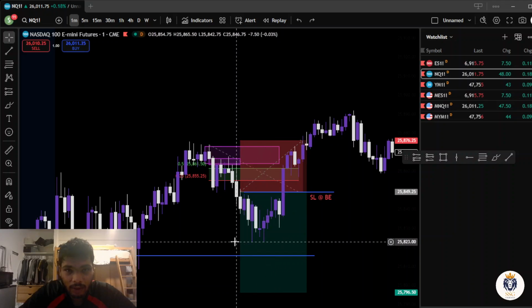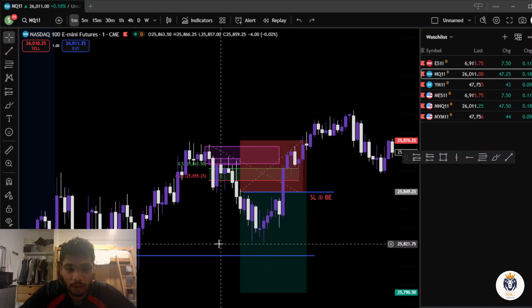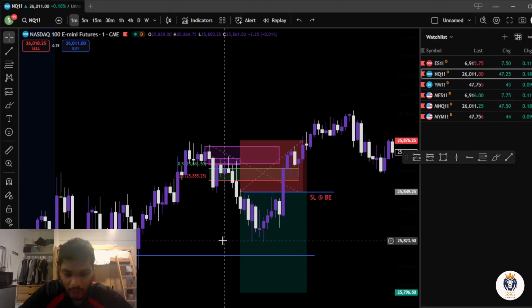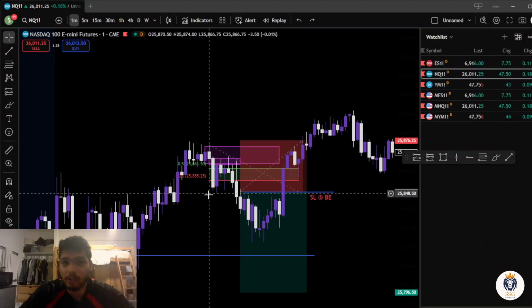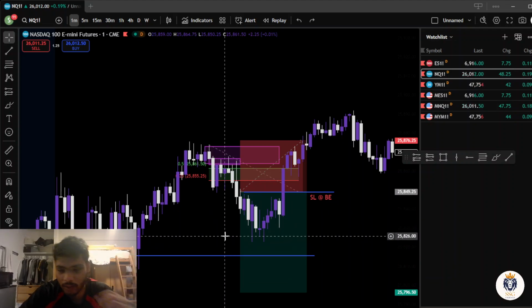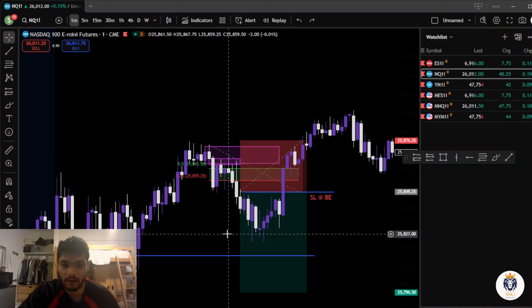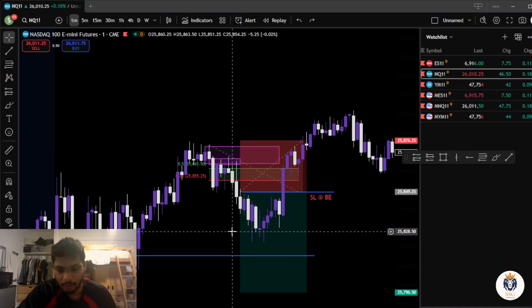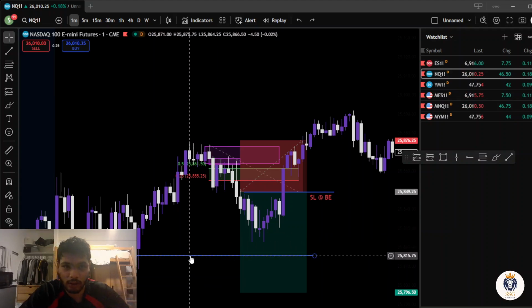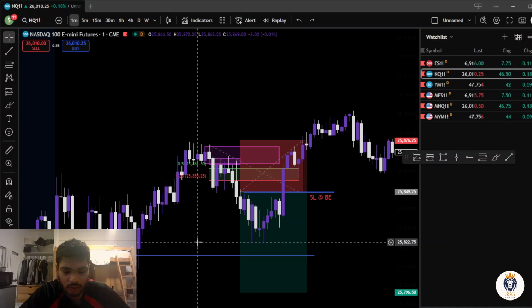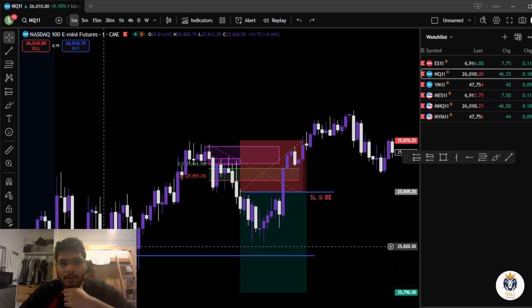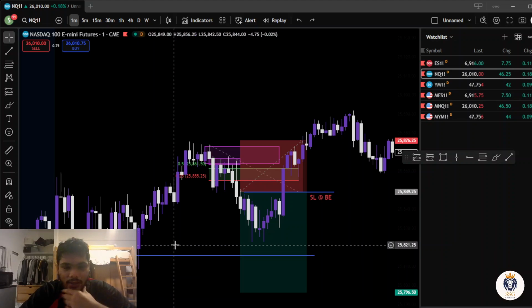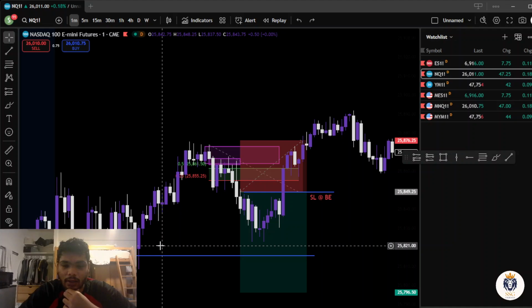When it made equal lows right here, relative equal lows, I thought, okay, you know what, my partial maybe should have been there. So I would have got some profit out of it, a little gain. But my partial was here. I had a slightly aggressive partial because my partial is usually at 1 to 1 exactly. But this time I saw this wick over here. I was like, okay, it's gonna go there for the liquidity.